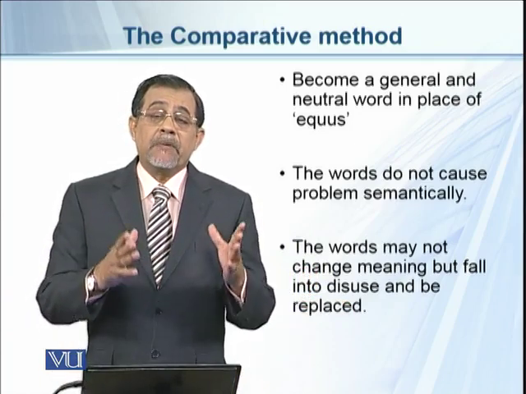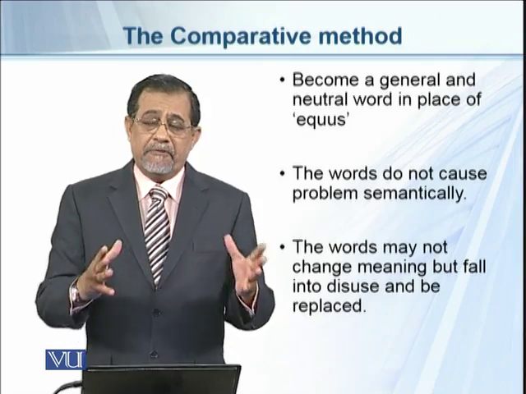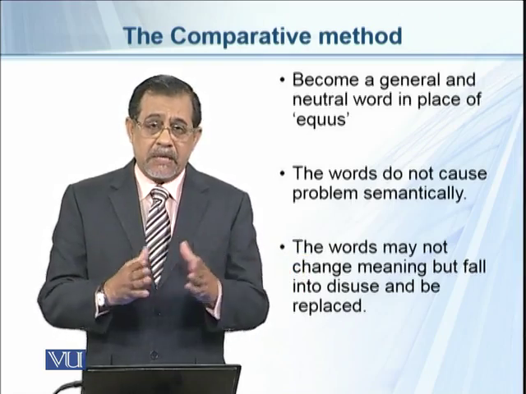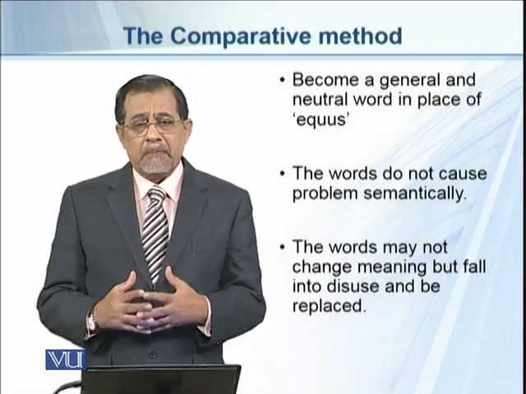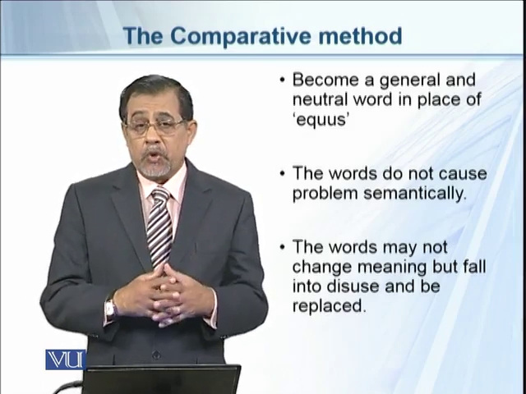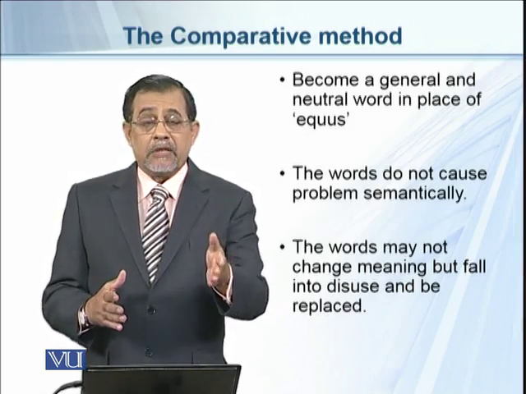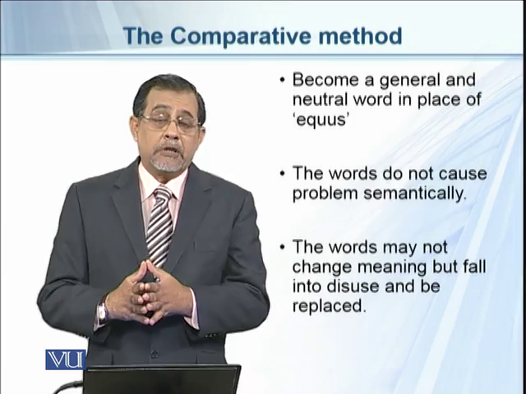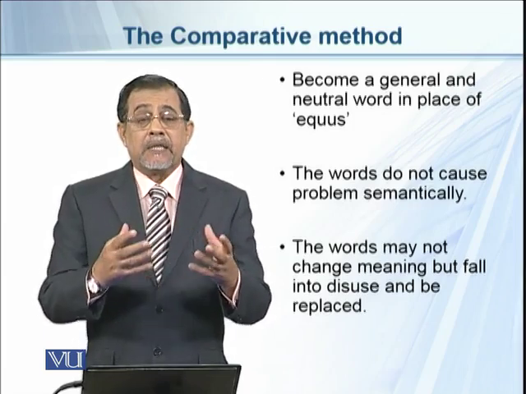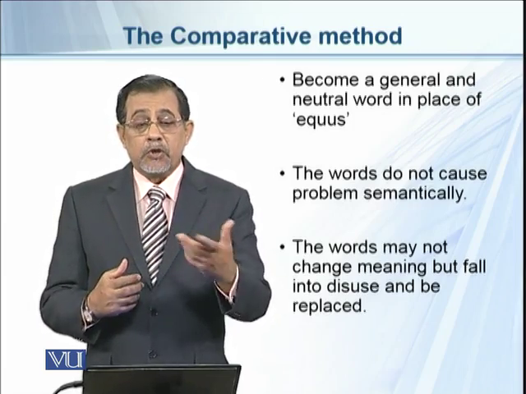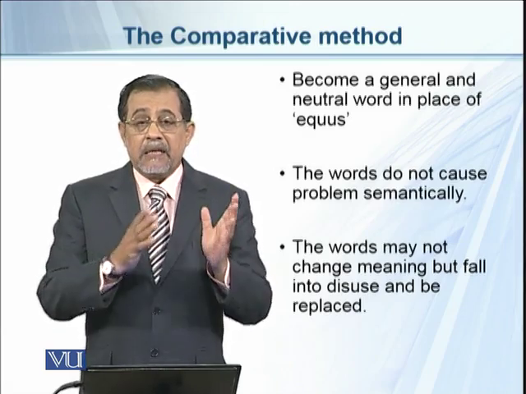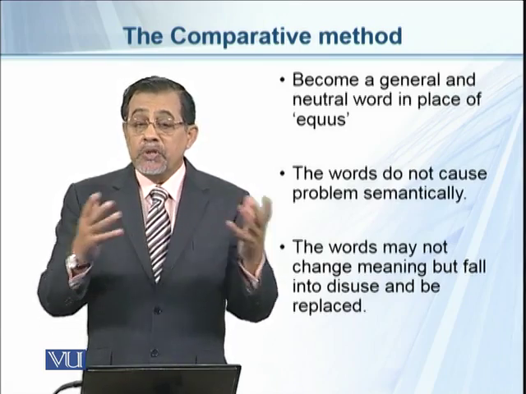So in the comparative method, different words from different languages are brought together to find how similar they are to each other in terms of sound, as we just saw that certain words in Latin, French, Italian and Spanish have similar sounds. And then we also find that some of them have changed their meaning in the course of time. At one time they were specific, at another time they were used in general.